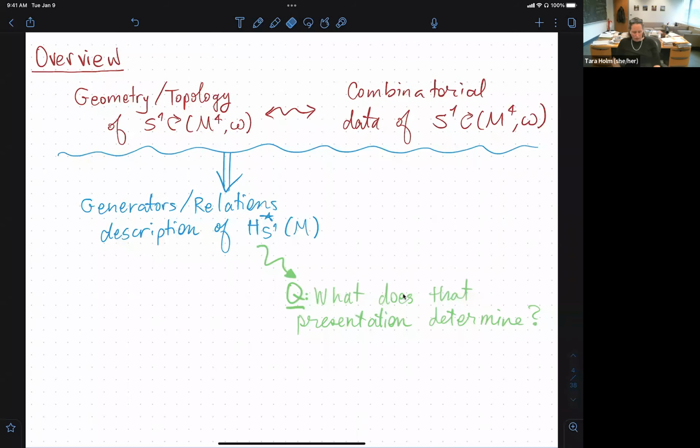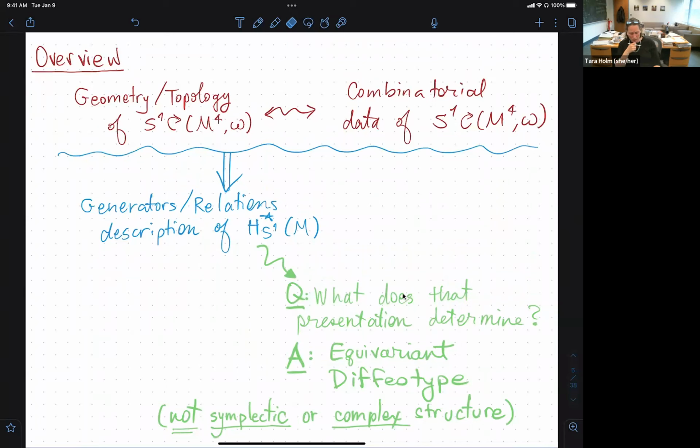And the question is, once you reduce to this generators and relations description, what does that presentation determine? What can you tell about the original manifold, about the original action?